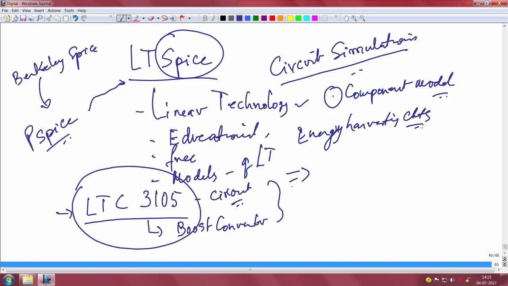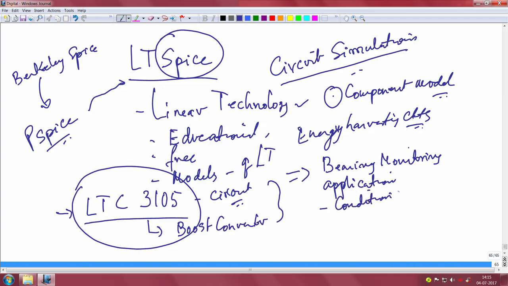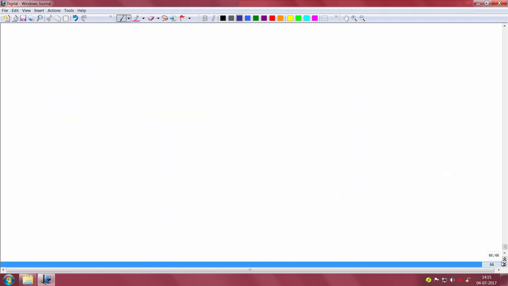Well, it goes back to the basic bearing monitoring application, which I took as an example, where we were talking about condition monitoring of ball bearings that use this LTC3105, and therefore let us see if you can simulate it.